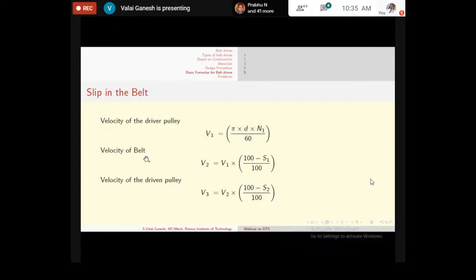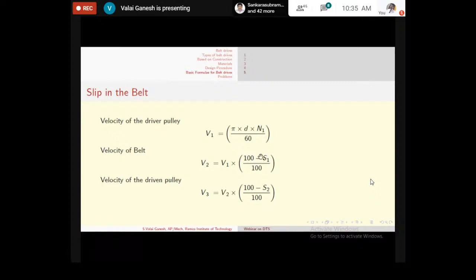Suppose we consider slip in our belt drive, then the first equation will be redefined as v2 equal to v1 into (100 minus s1) divided by 100. S1 is nothing but the slip with respect to velocity 1. Suppose the velocity of the driven pulley could be calculated by v3 equal to velocity of the driver pulley into (100 minus s2) divided by 100, where s2 is slip number 2. S is normally given in the problem.